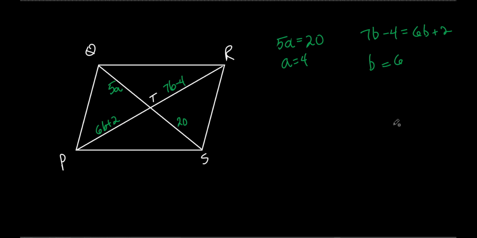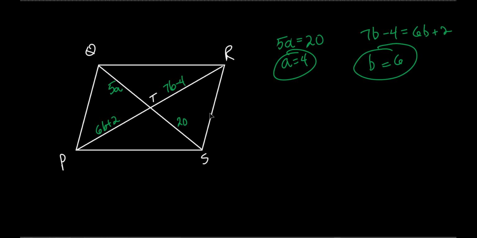It says find the value for the variables that makes this a parallelogram. So if A is equal to 4 and B is equal to 6, that makes this thing into a parallelogram. We good? Let's do one more. I subtracted 6B, which is a 1B, and I added a 4 to this, and I got a 6.